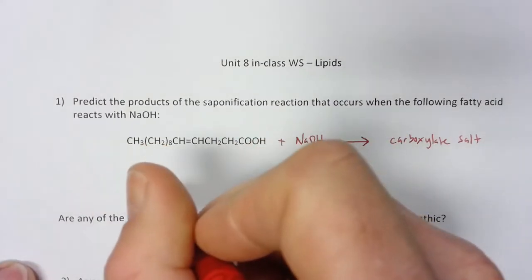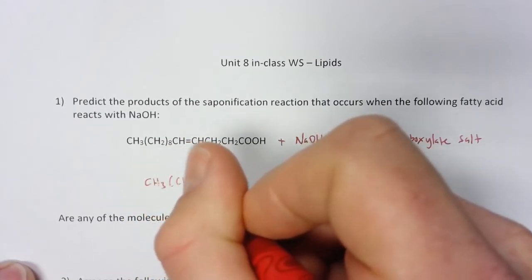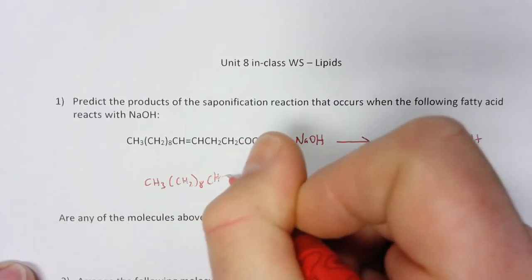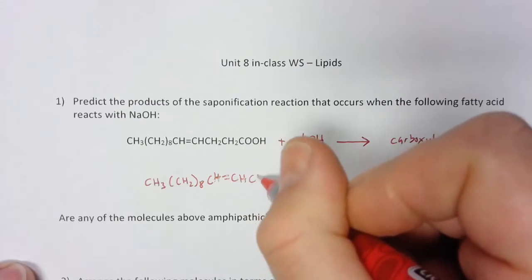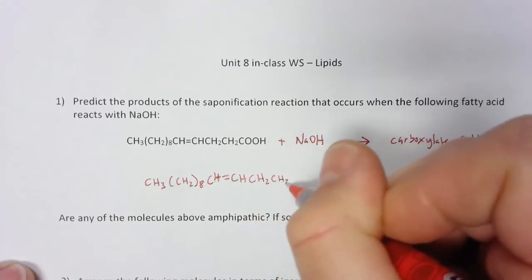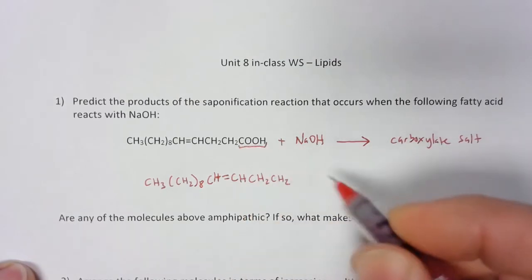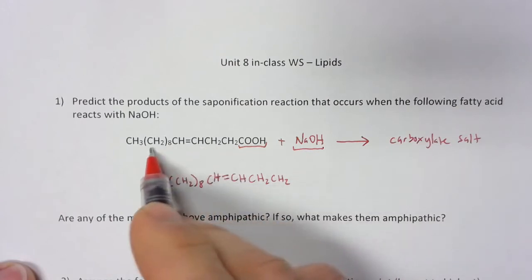So let's look at what that would be. I'm going to leave it in the condensed form here to make it easier to write. And nothing happens to the fatty acid tail. It remains exactly as it was. The only thing that reacts here is the carboxylic acid and then this NaOH. So all of this stays the same.